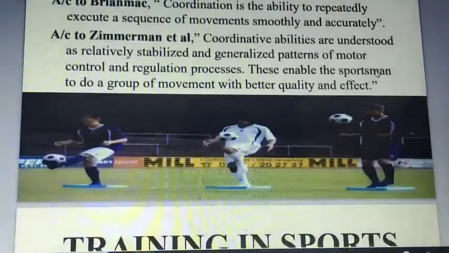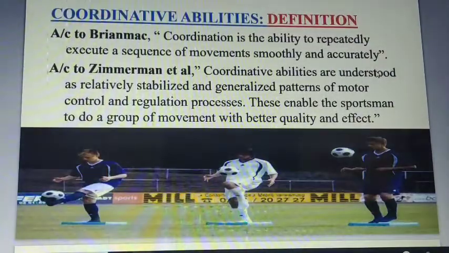Let's move on and understand the meaning of coordinative ability in a proper manner. According to Brenwick, coordination is the ability to repeatedly execute a sequence of movements smoothly and accurately, right? Now, what does this definition mean?